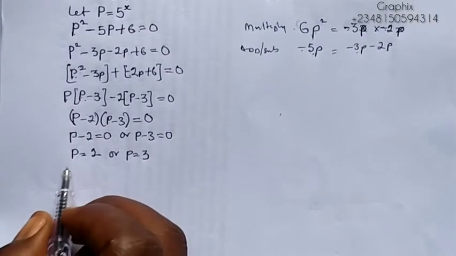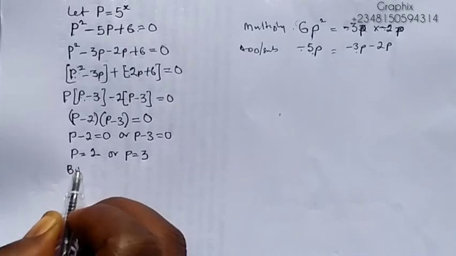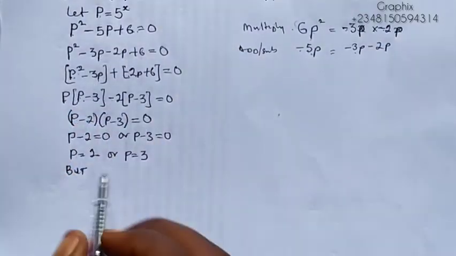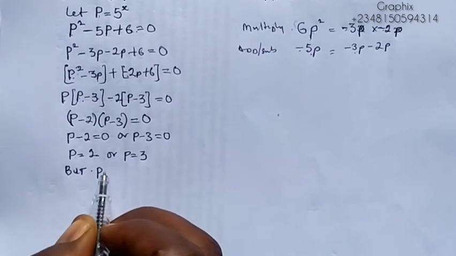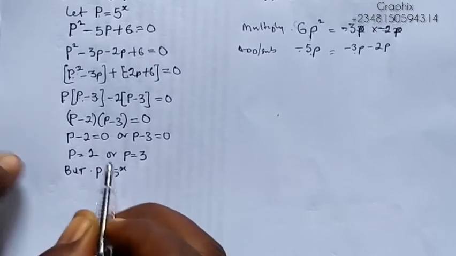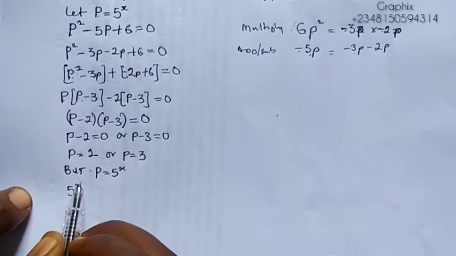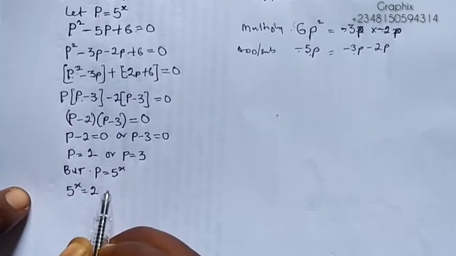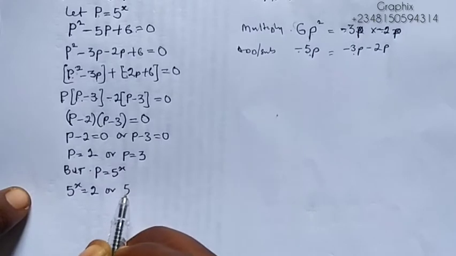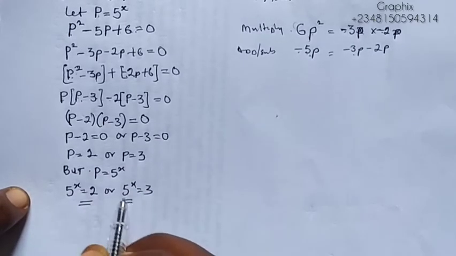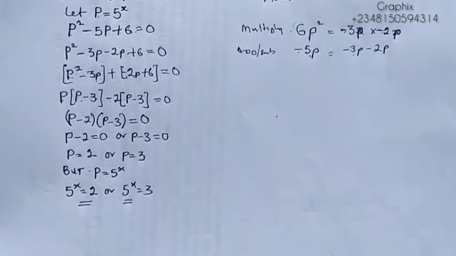But p is equal to what? 5 to the power of x. So wherever I see p, I put 5 to the power of x. So this will now give me 5 to the power of x is equal to 2, or 5 to the power of x is equal to 3. That's where I'll stop. I cannot move further from here. Thank you.